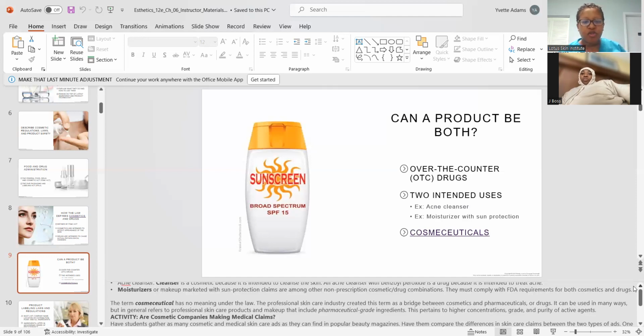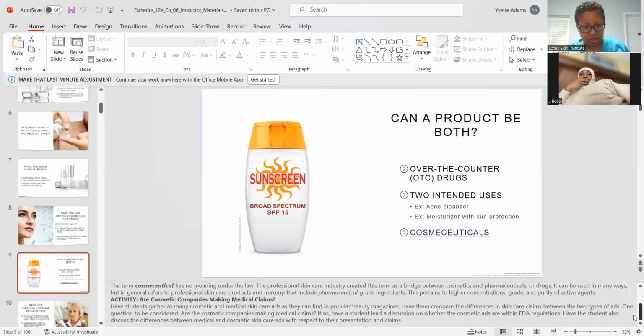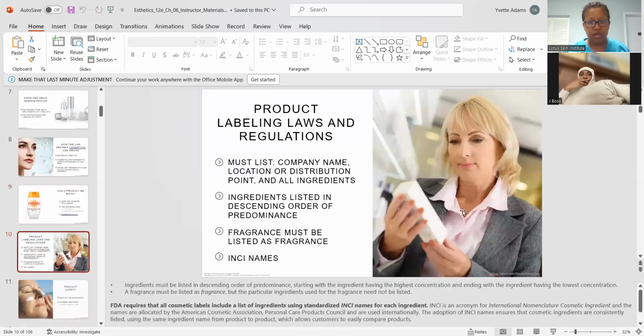Okay. So there's a new term, cosmeceutical. It has no meaning under the law, but it's a relatively new term that you hear nowadays in the professional skincare industry. They created this term as a bridge between cosmetics and pharmaceutical, cosmeceutical. So this is one of those things where it's a cosmetic and a drug combined, right? So it's got to comply with the FDA for both reasons, because it's a cosmetic and because it's a drug. All right, so that's cosmeceuticals.